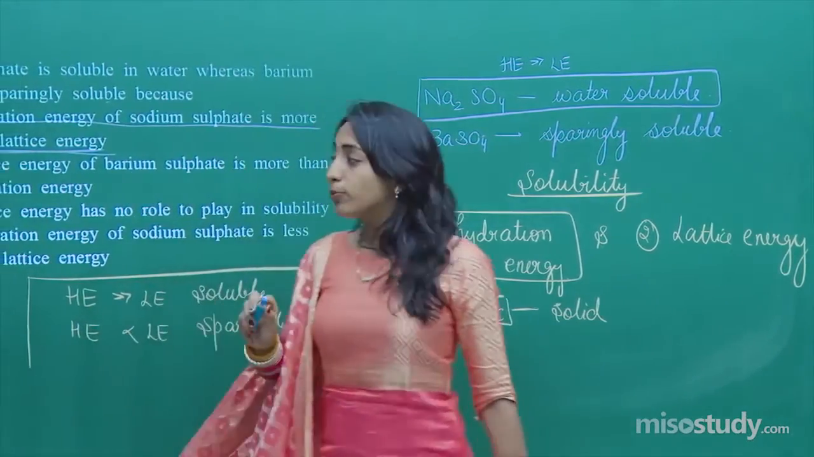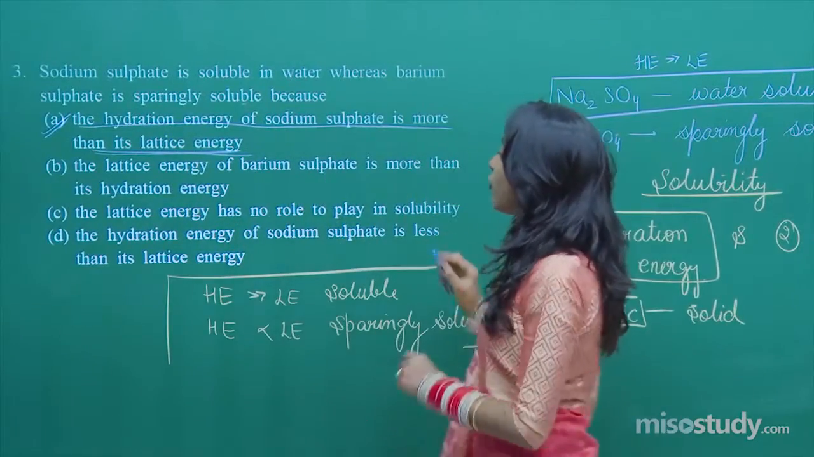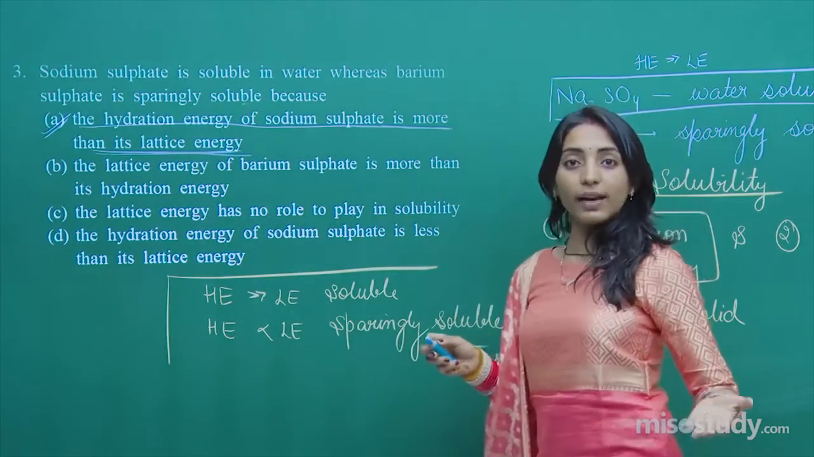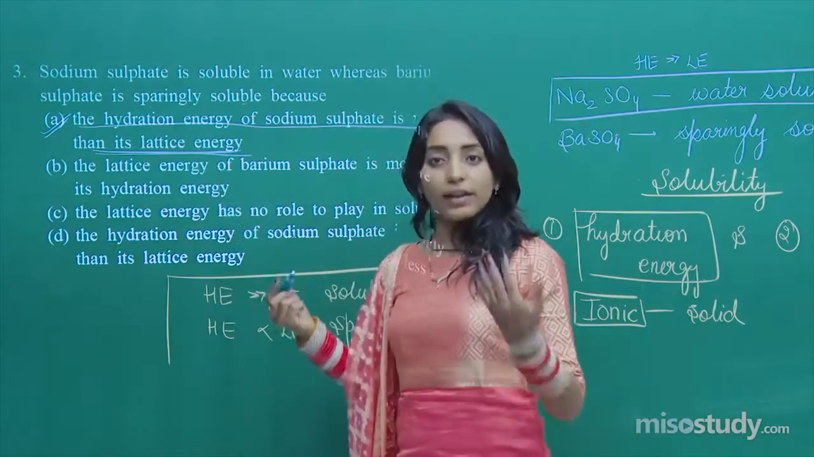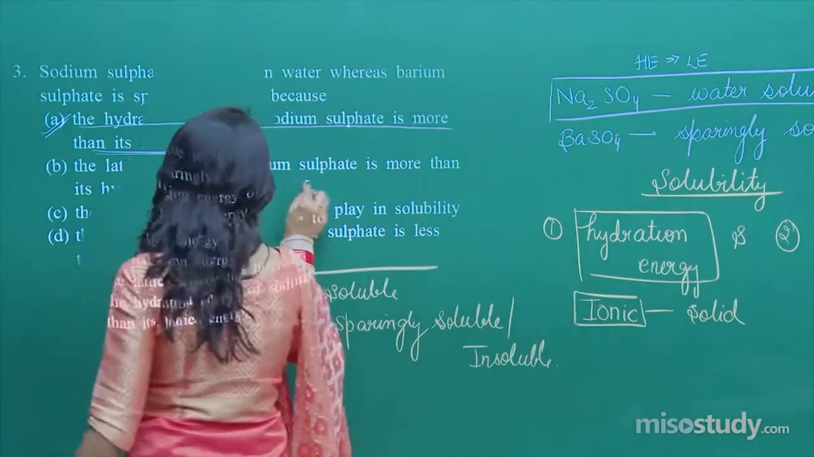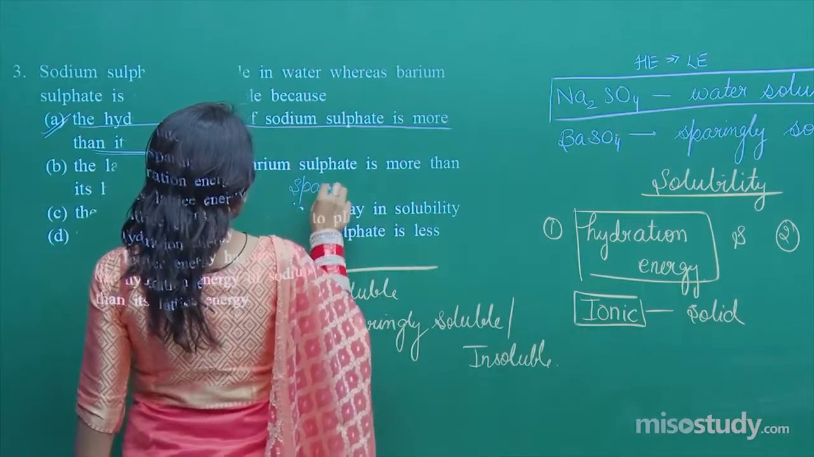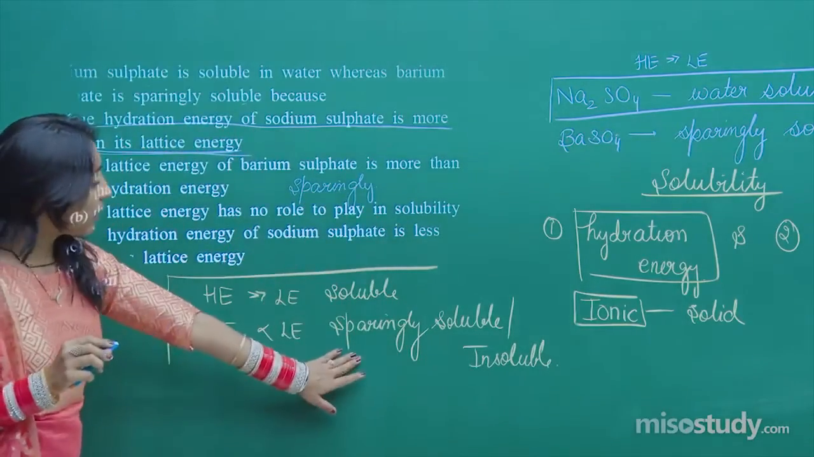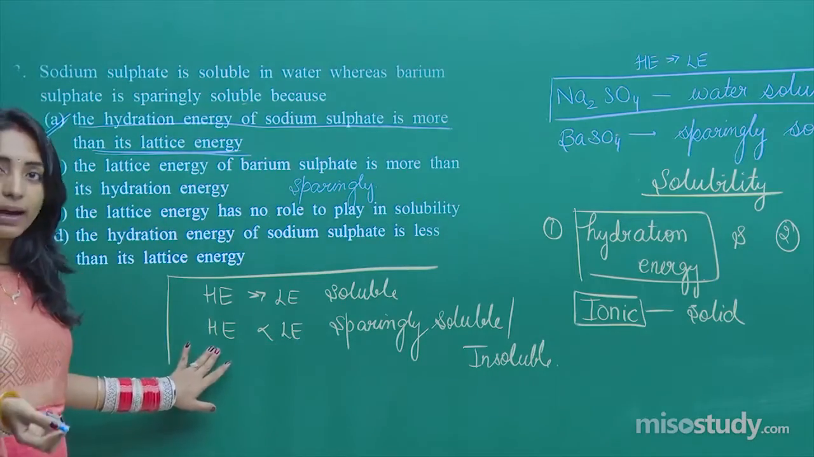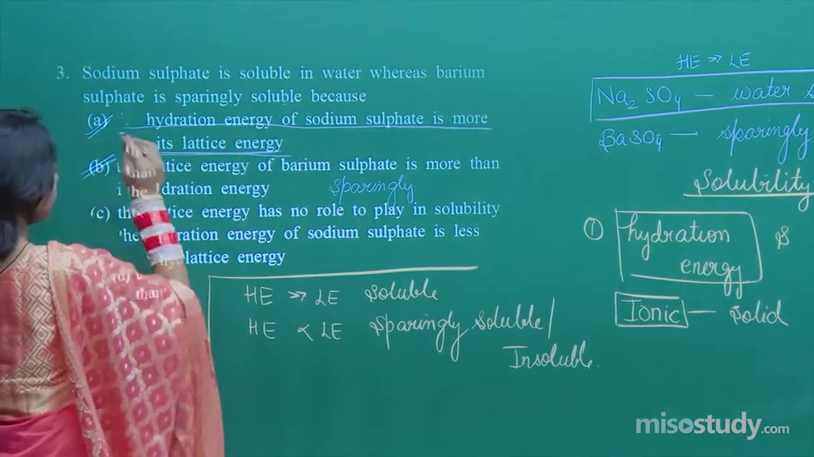Moving on to the next option: the lattice energy of barium sulfate is more than its hydration energy. Yes, that is the reason. If lattice energy is more than hydration energy, then only it will be sparingly soluble. So I have written sparingly soluble when lattice energy is more than hydration energy. So even this is the correct option.